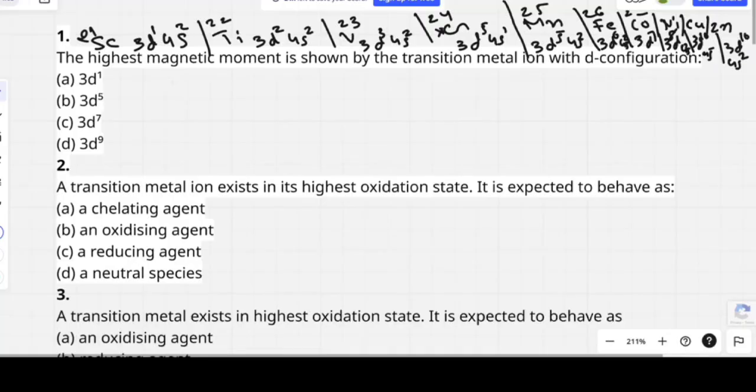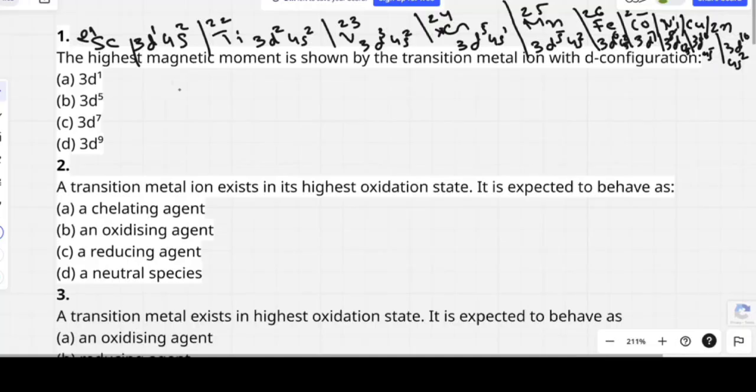Here first you come to know that scandium with atomic number 21 has valence electronic configuration 3D1 4s2, which means it contains only one unpaired electron. Titanium 22 has 2 unpaired electrons. Vanadium 23, 3 unpaired electrons. Chromium 24 contains 3D5, 5 unpaired electrons. Manganese also 5. Iron 26 has D6, but it is not 6 unpaired electrons.